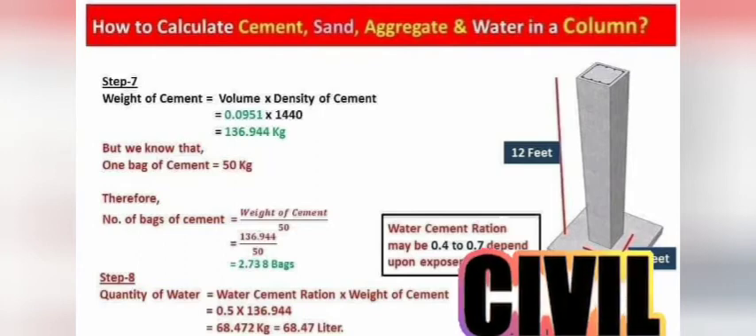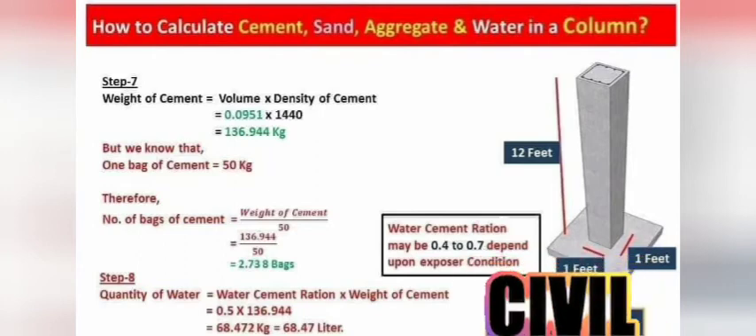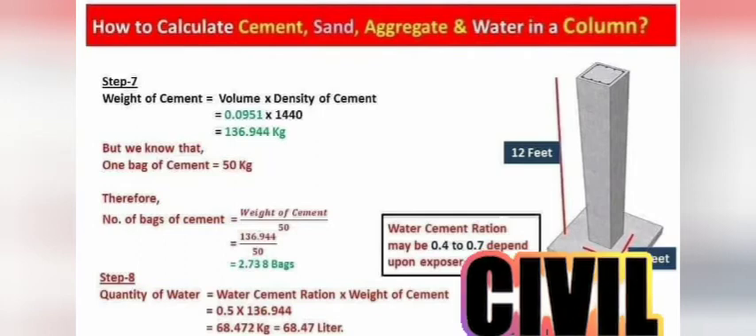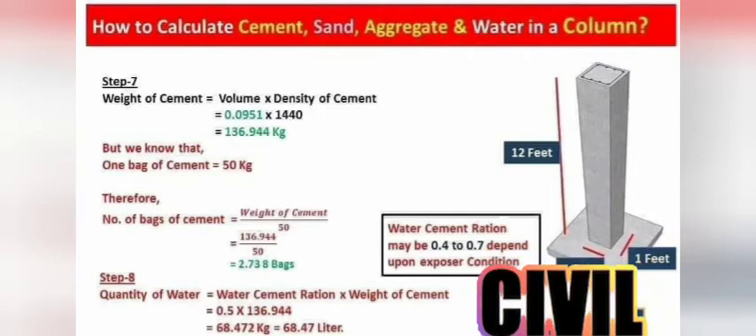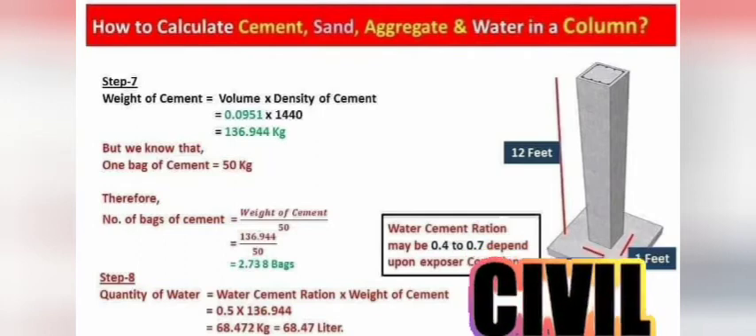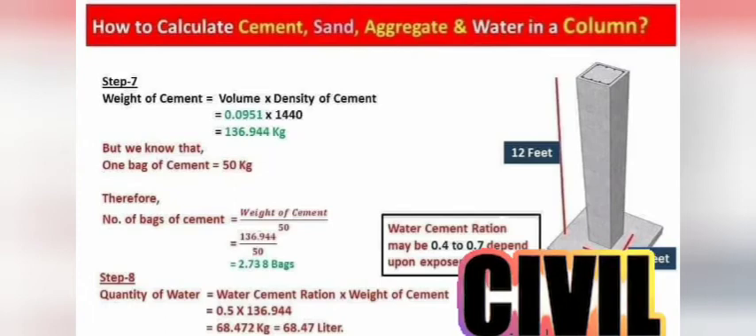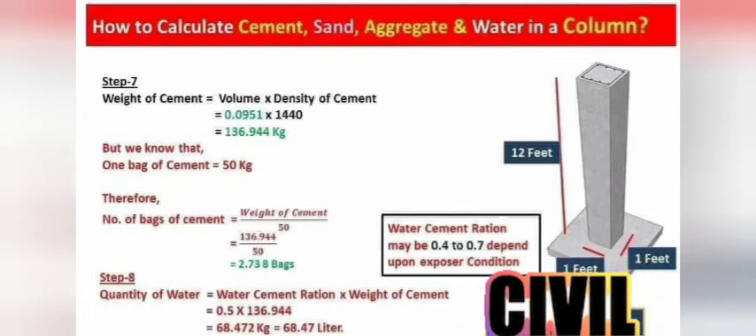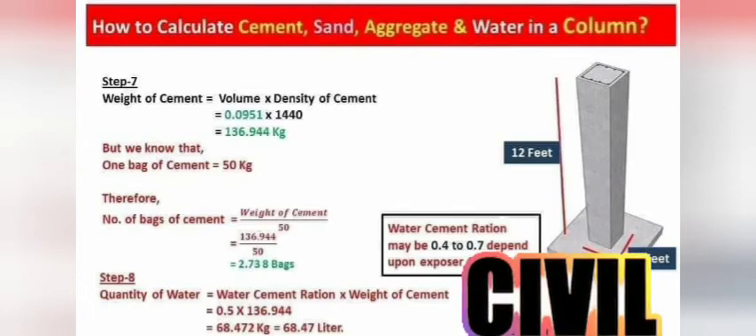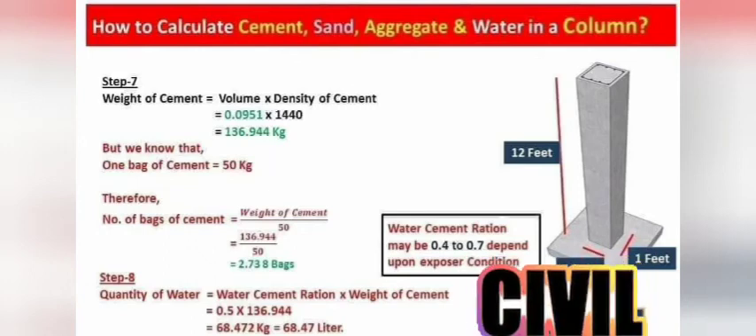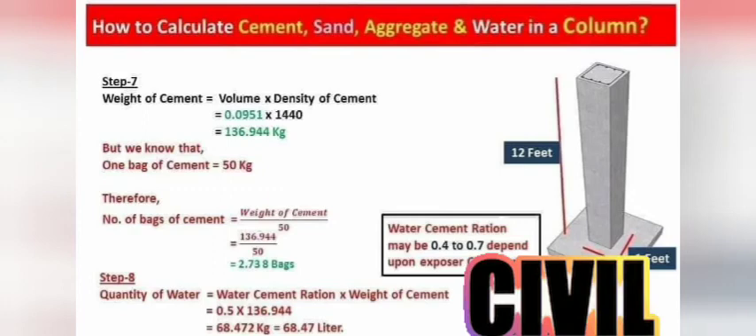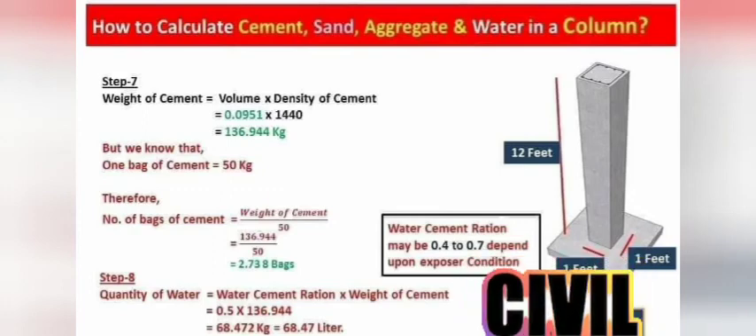Now to calculate the quantity of water, we should know the water cement ratio. The water cement ratio is 0.5. Why is it 0.5? Water cement ratio may be 0.4 to 0.7, depending upon the exposure condition, whether it is severe, mild or moderate. It depends upon the type of environment where your column is being constructed. So here we are taking 0.5.